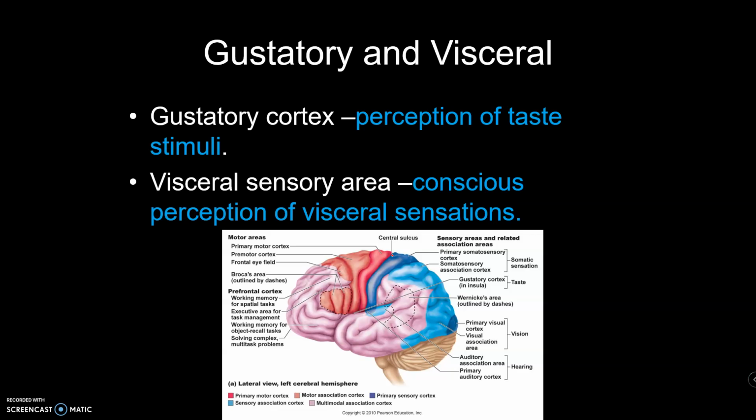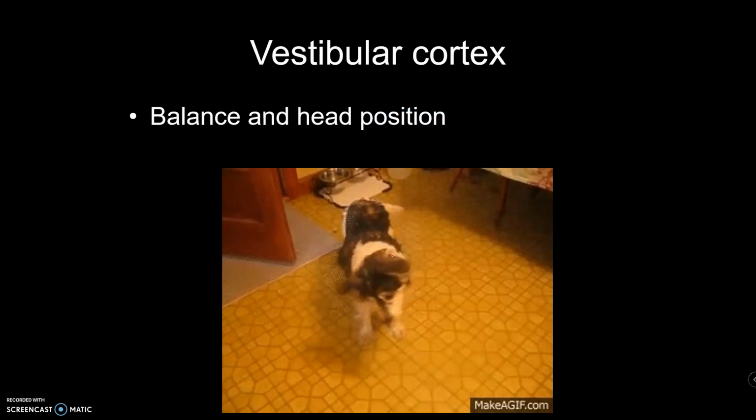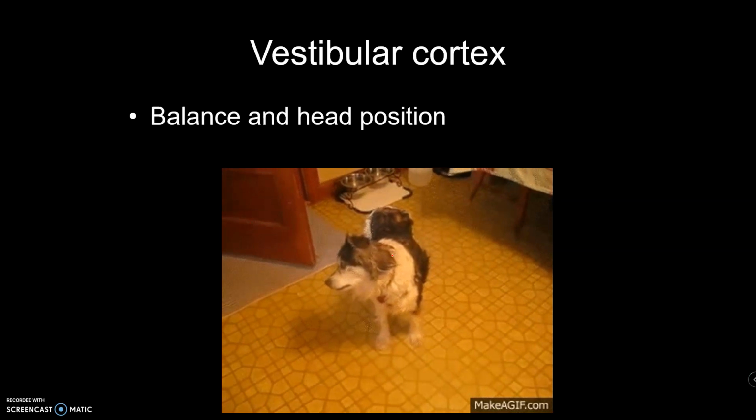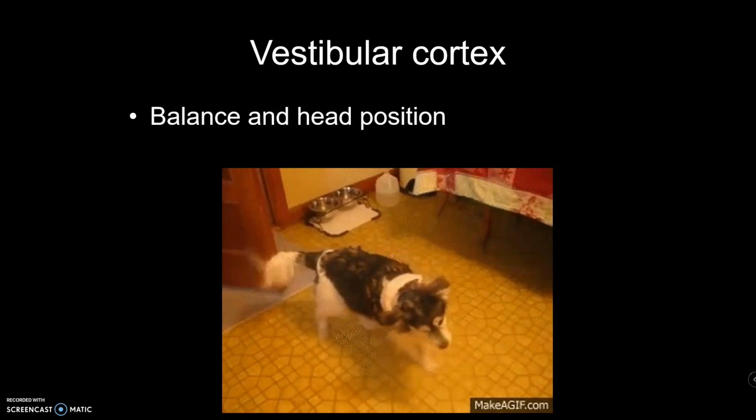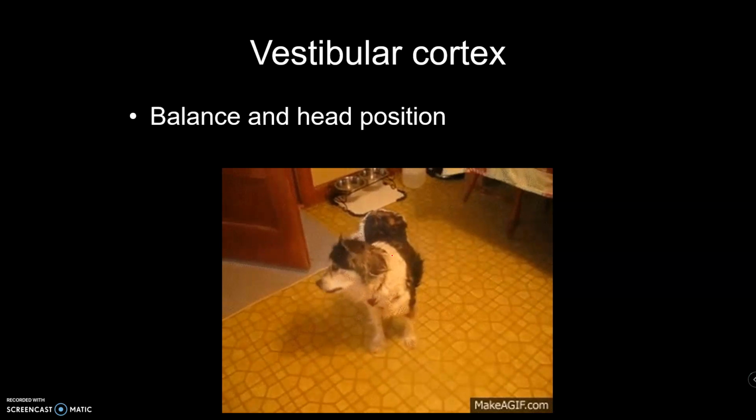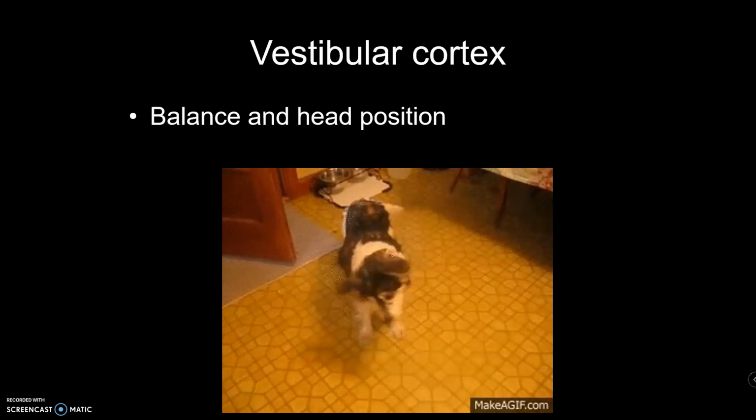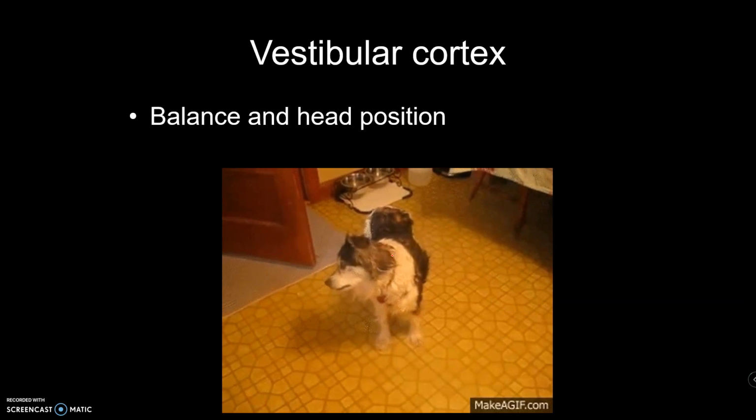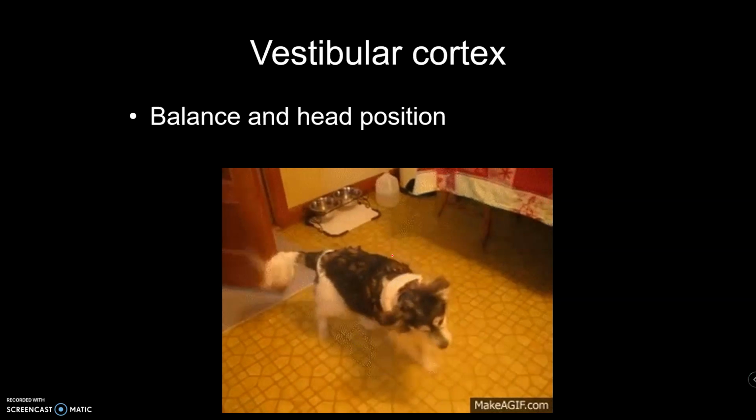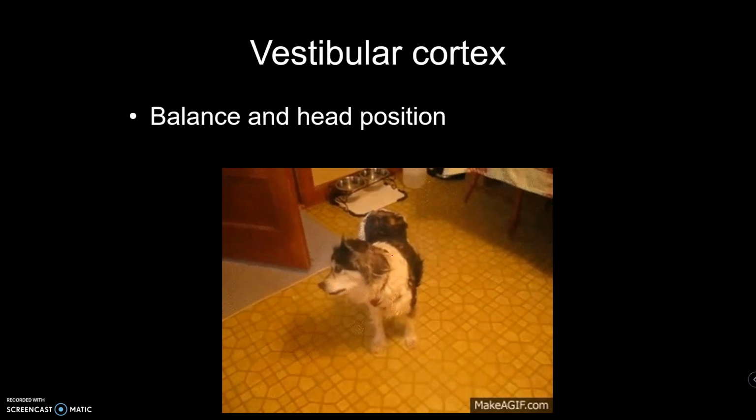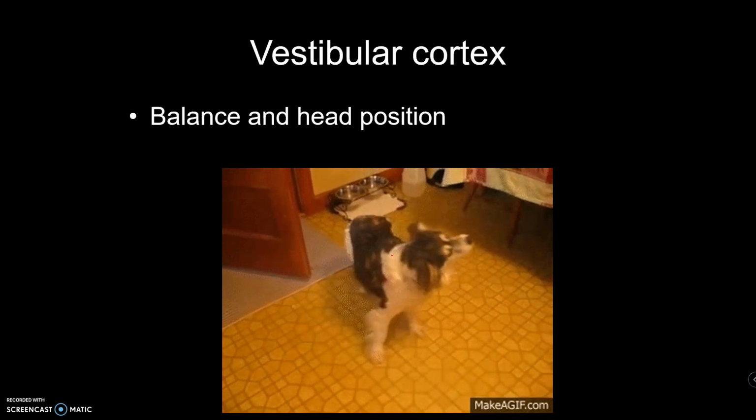And again, sensory is sensation. So this is you being aware of sensations in your gut, like, are you full? Are you hungry? Do you need to pee? Do you need to poop? That sort of stuff. Vestibular cortex. So part of your inner ear has nothing to do with hearing. It's about balance. That part of your ear is called the vestibule. The vestibular cortex is the part of the brain that the vestibule in your ear talks to. So it's the part of your brain that processes your balance and then your head position.